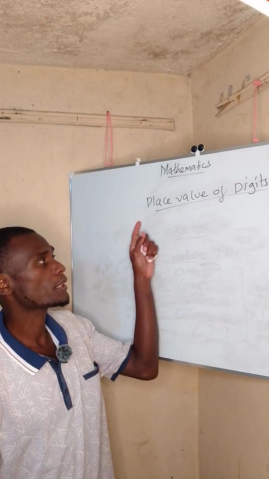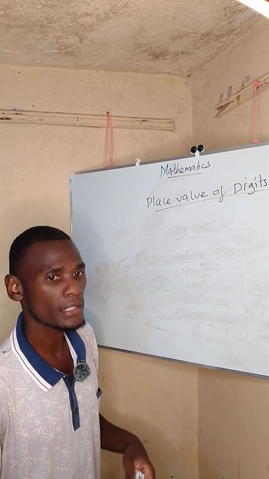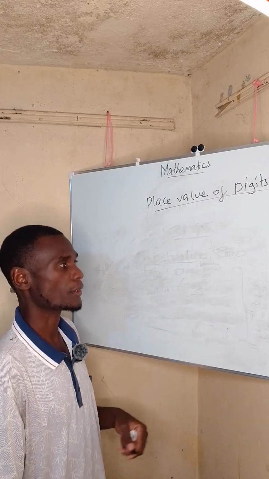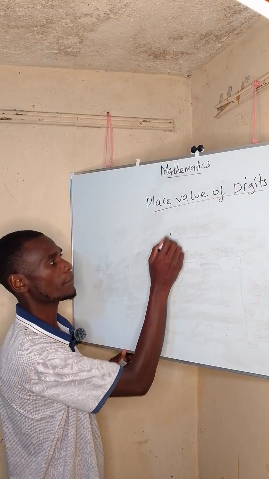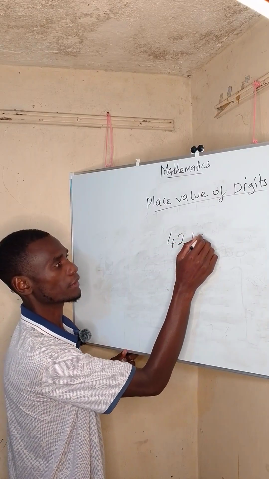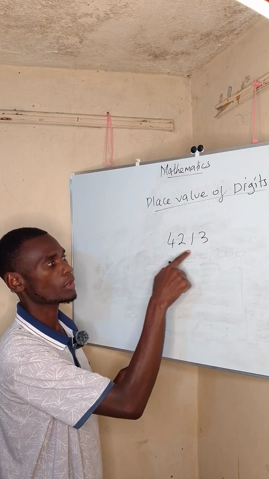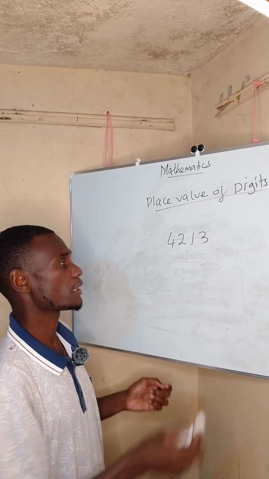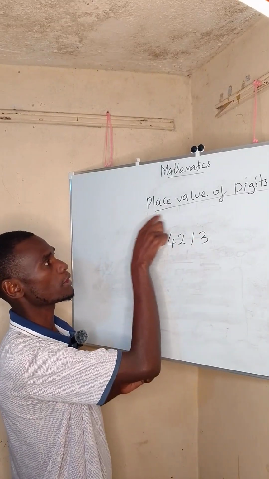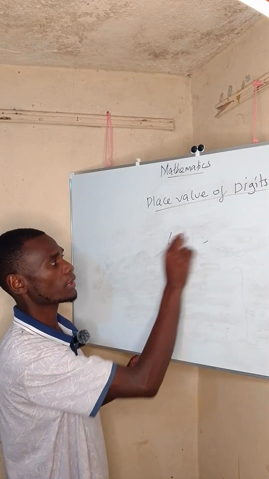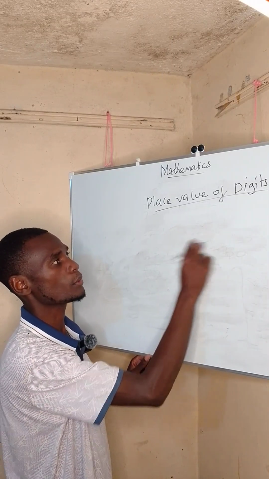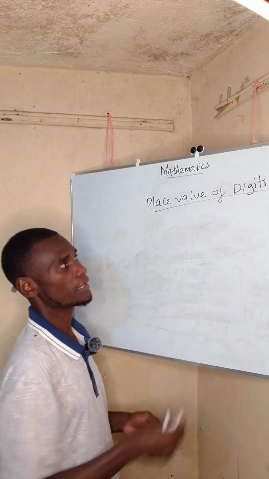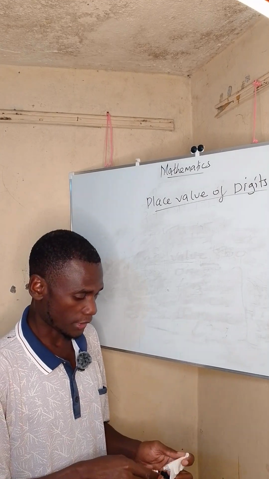Now, when we talk about place value of digits, digits simply means numbers. For example, if you have numbers like this, these are what we call digits. So digits simply means numbers. So when we talk about place value of digits, we can as well talk about place value of numbers if the word digits is not very clear.